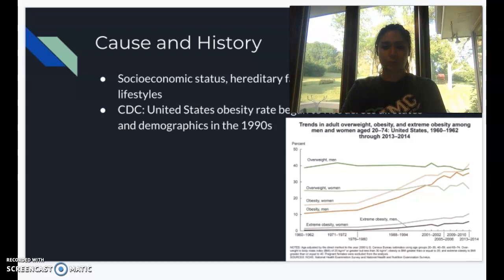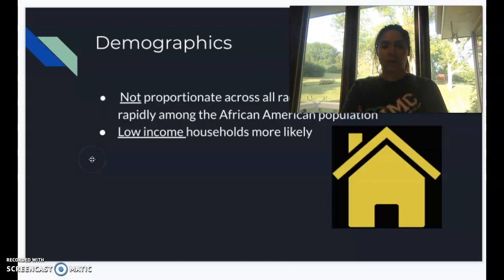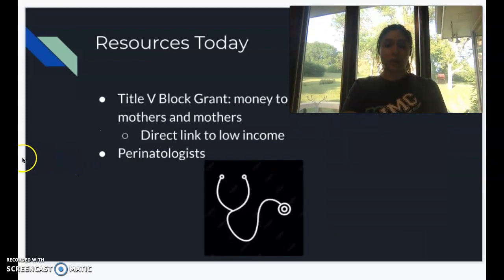And with that, the maternal obesity rate also steadily increased, which is expected because most women are able to get pregnant. So the demographics of this issue fall more under the general obesity terms than anything, but maternal obesity is not proportionate across all races, and it's actually most rapidly increasing around the African American population, and low-income households and low-income people are more likely to have maternal obesity as a risk factor during their pregnancies.